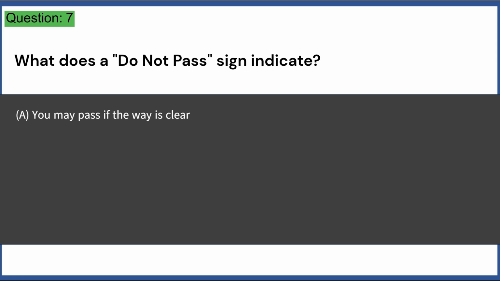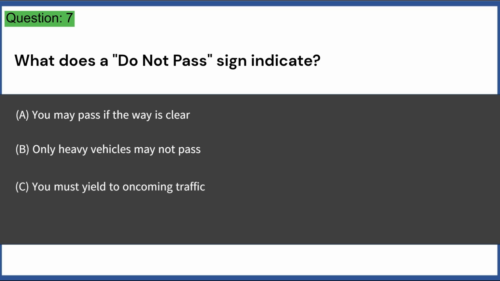What does a do not pass sign indicate? A. You may pass if the way is clear. B. Only heavy vehicles may not pass. C. You must yield to oncoming traffic. D. Passing is prohibited for all vehicles. Answer: D. Passing is prohibited for all vehicles.